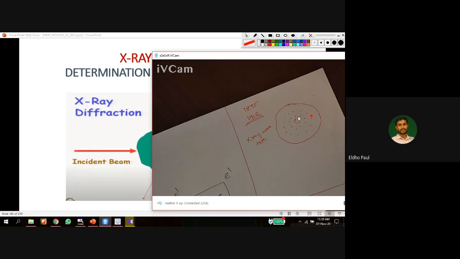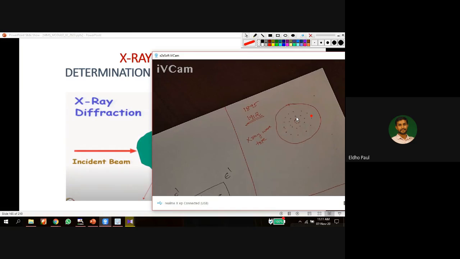One more conclusion from this experiment is that X-rays have wave nature. So these are the two conclusions. First, X-rays have wave nature. Second, a crystal has a periodic, regular arrangement of atoms. This is a very important experiment, and its result is very important for metallurgy and material science.